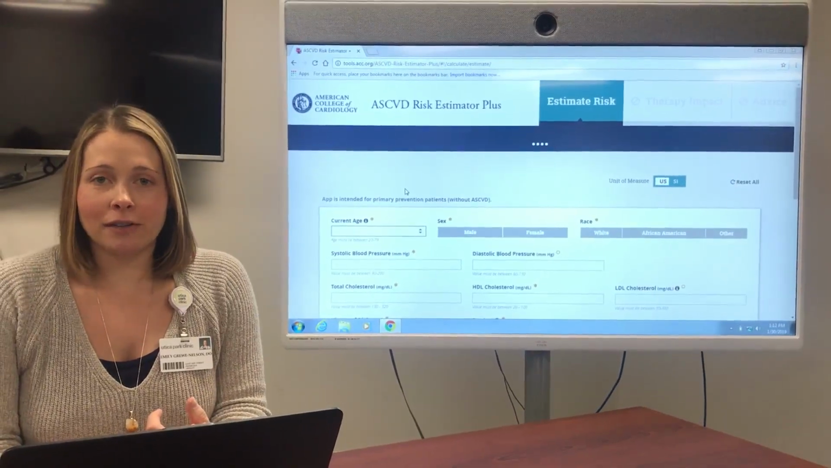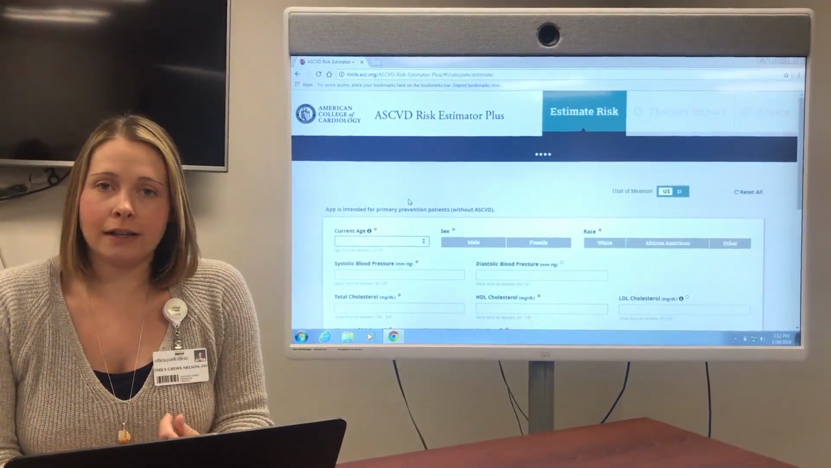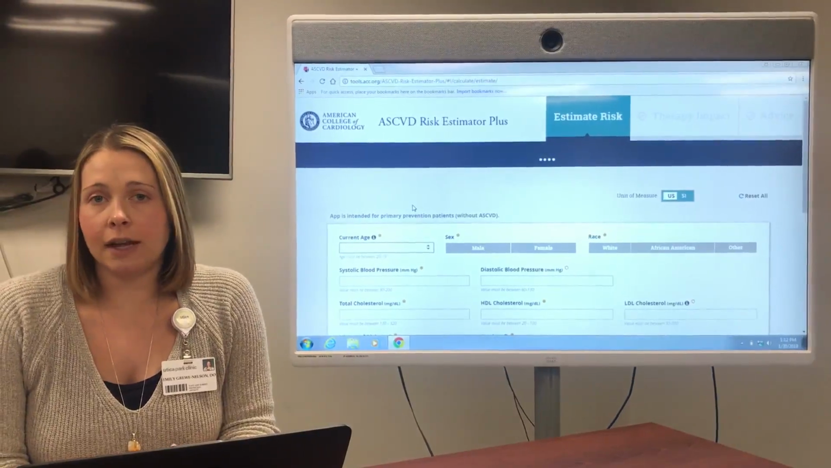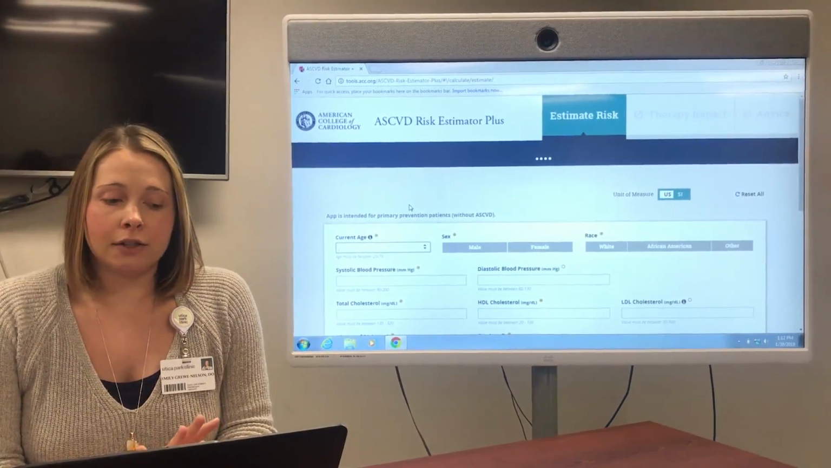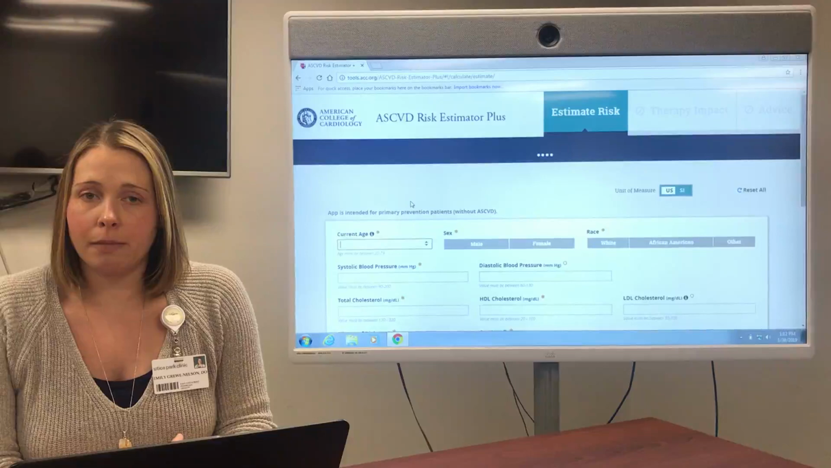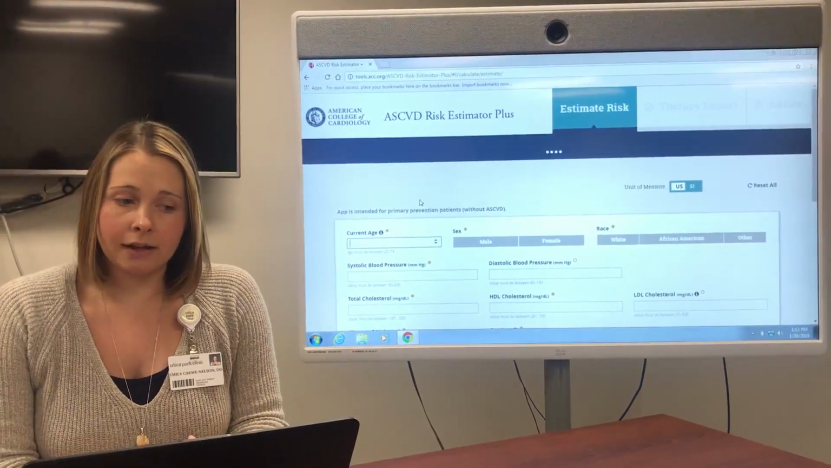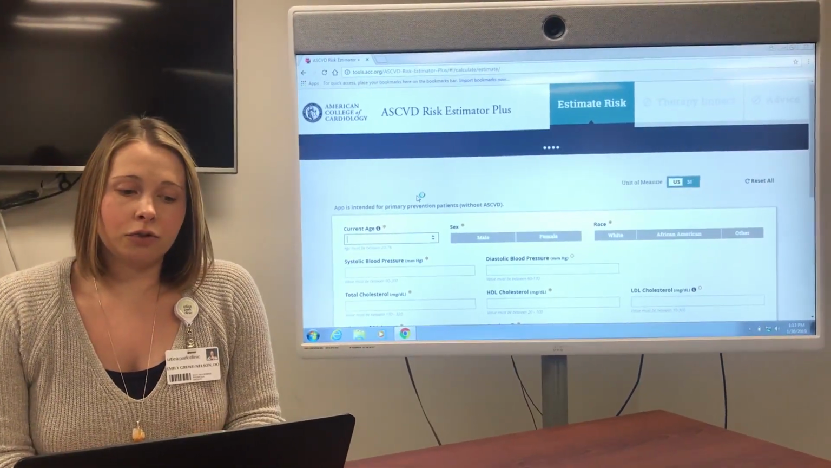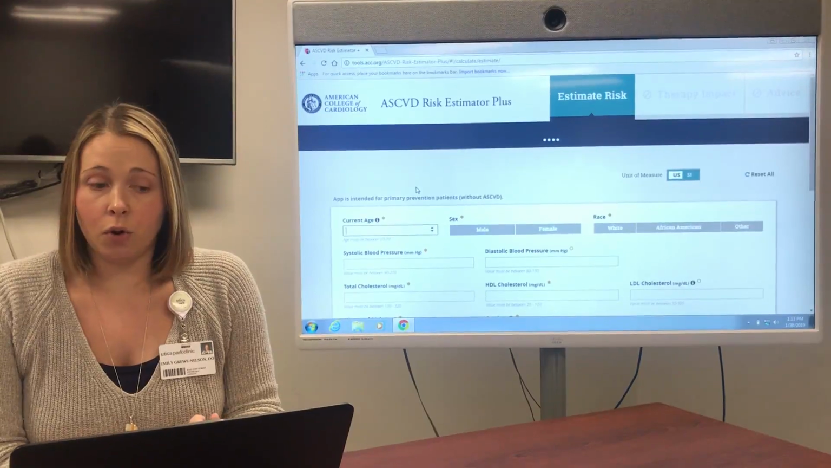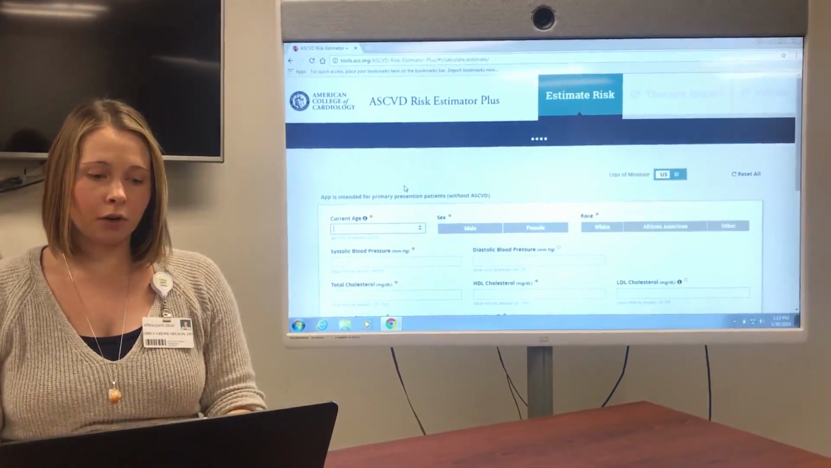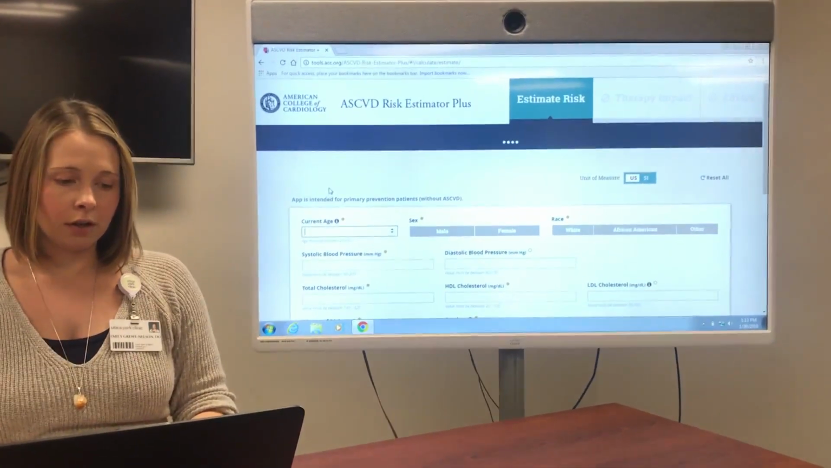Hi, I'm Dr. Emily Grewe-Nelson, and I'm going to be going over utilizing the ASCVD risk estimator in increasing patient compliance with medications such as statins, as well as treating risk factors to goal. So we're just going to go through a couple cases here.